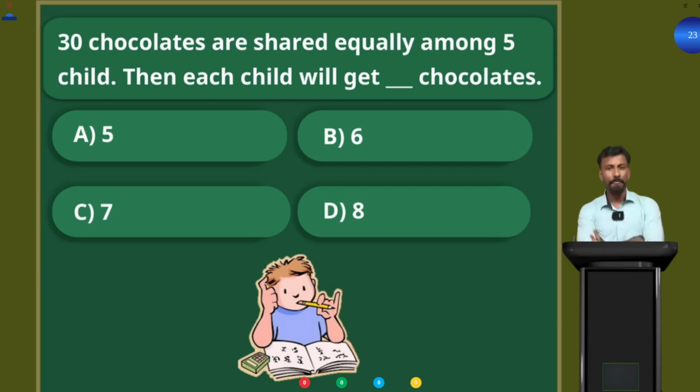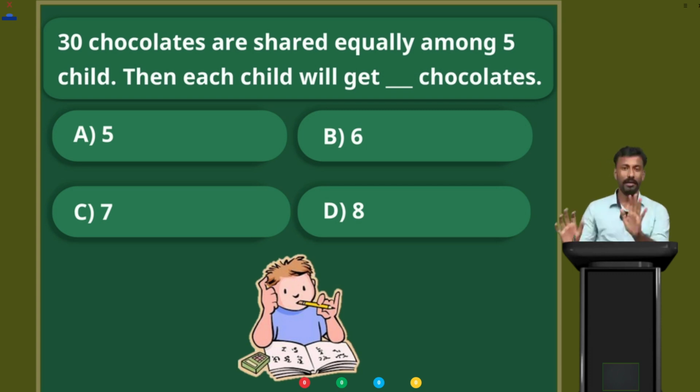The 30 chocolates are there and the total number of children is equal to 5. Then each child will get dash chocolates. Okay, and the time's up.